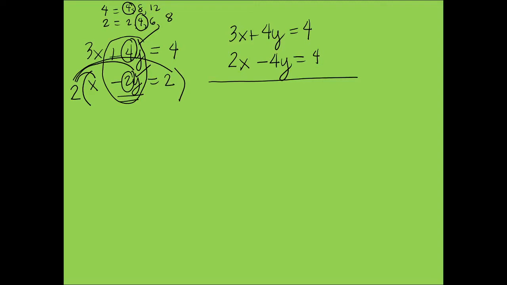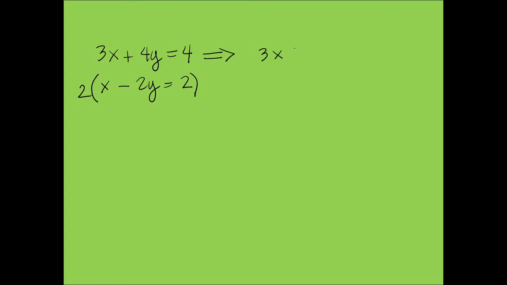Again, our given was 3x plus 4y is equal to 4, and we have x minus 2y is equal to 2. I want to eliminate the variable y, so I will multiply this by 2. Just rewrite equation 1: 3x plus 4y equals 4.